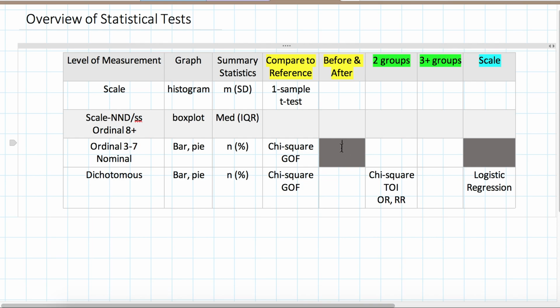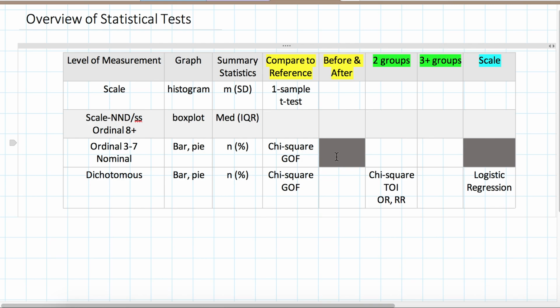You'll also notice that I've shaded out in dark. If I could X them out, I don't have a way to draw in this particular setup that I'm using today. But if I could X those out, there are statistical tests that will do those, but we are not going to be learning those. So those grayed out boxes, we're just going to leave them empty.